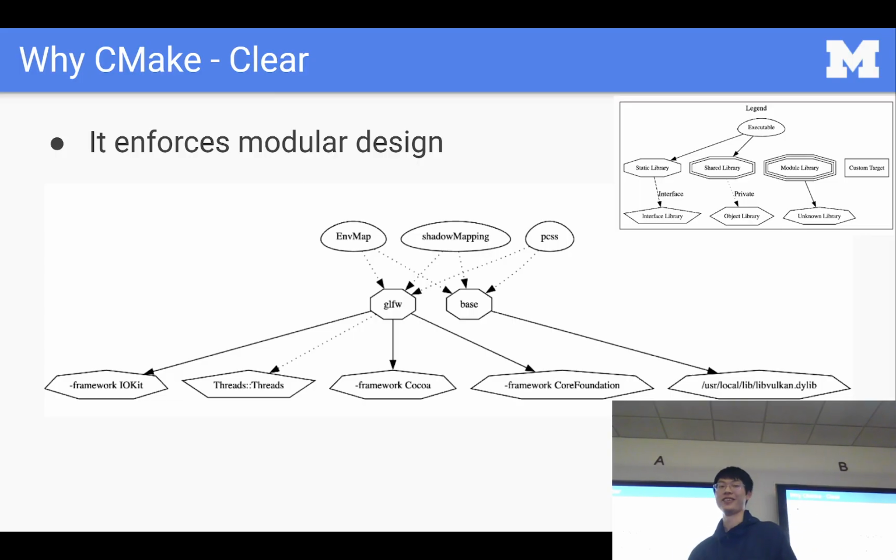Why CMake? Because it's clear. First, it enforces some kind of modular design. I saw some of you put all your source files in your root directory, which may not be a good practice. But with CMake, that won't work anymore, because CMake would somewhat force you to develop your project into different parts or modules. This is from my render project. As you can see, I abstract away all the low-level rendering details into a single library called base, and then users write high-level code that refers to the base library I provide. Very cool idea, and very clear if you're using CMake.